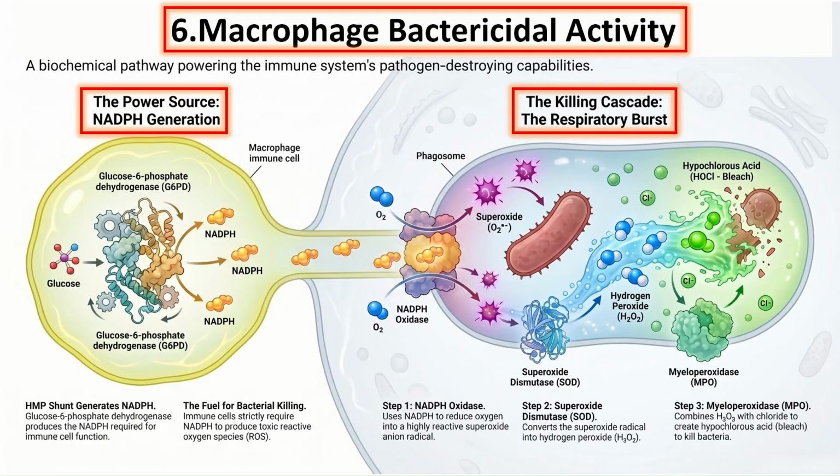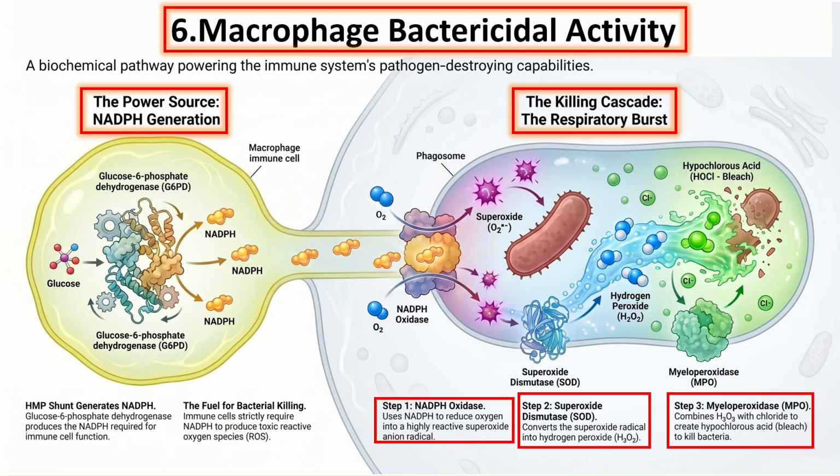Then NADPH oxidase uses the NADPH to reduce the oxygen to superoxide anion radical. Superoxide dismutase will convert the superoxides into hydrogen peroxide. Finally, myeloperoxidase converts the hydrogen peroxide and the chloride ions to produce hypochlorous acid. This hypochlorous acid is the one that kills the engulfed bacteria. This is how HMP shunt pathway is helping in bactericidal activity.